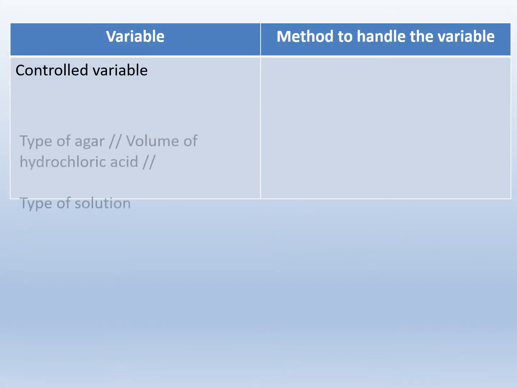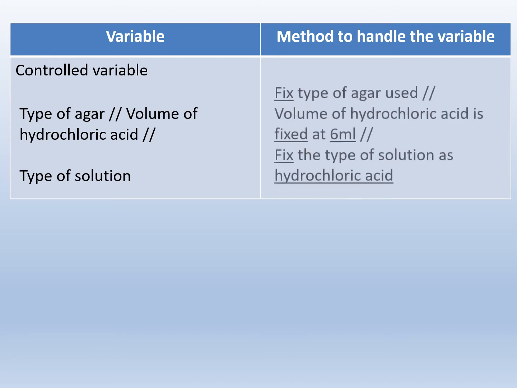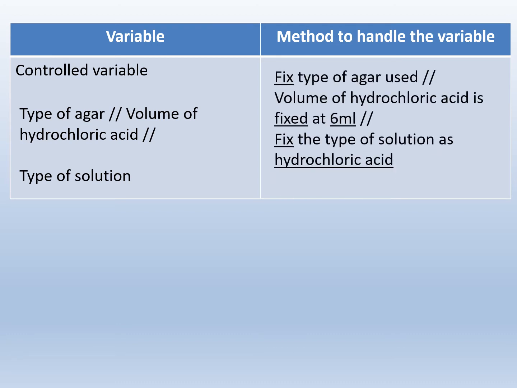Control variables, type of agar, volume of hydrochloric acid, or type of solutions. Method to handle, fixed type of agar used. Okay, the word fixed must be written. Volume of hydrochloric acid is fixed at 6 ml, you must write 6 ml. Fix the type of solution as hydrochloric acid.